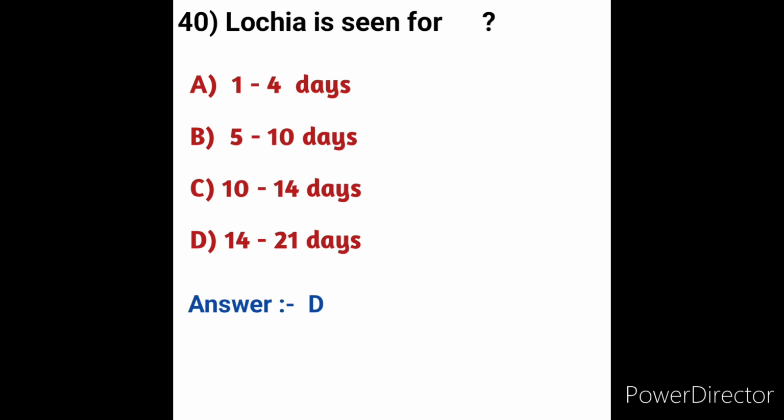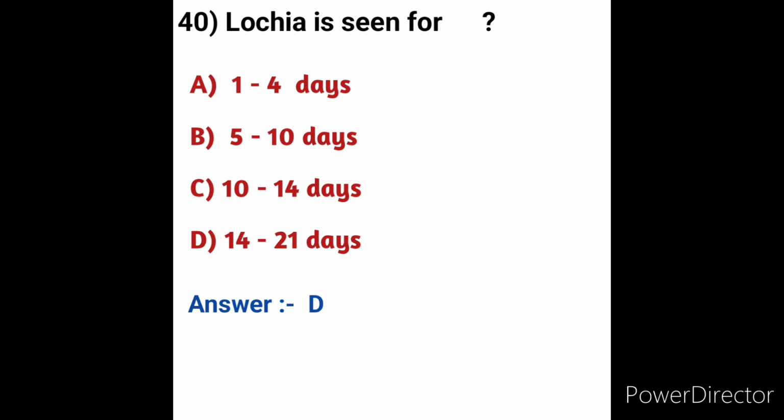Lochia has 3 phases. The first one is Lochia rubra, the second one is Lochia serosa, and the third one is Lochia alba. Lochia rubra is the first 4 days of the period and it is a dark red color. Lochia serosa is the second phase, 10 days, and it is a pinkish brown color. Lochia alba is the third phase, with a duration of 10 to 14 days. It is a whitish discharge. Across Lochia rubra, serosa and alba, the duration of Lochia is 14 to 21 days. Option D is the correct answer here.